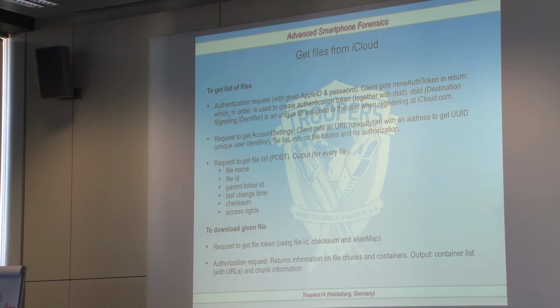Then you get account settings, as with backups also, and then we send a post request, and in return for every file we get its name, the ID, the folder ID, because files can be organized into folders, last change time, checksum, and access rights. And to download any given file from the list we got in the previous step, we first have to send a request to get the file token using the file ID, checksum and alias map. Alias map is how the file is being stored there. And then send the authorization request that returns information on the file chunks and containers, and the files are stored about the same way as for backups, split into chunks to save space.